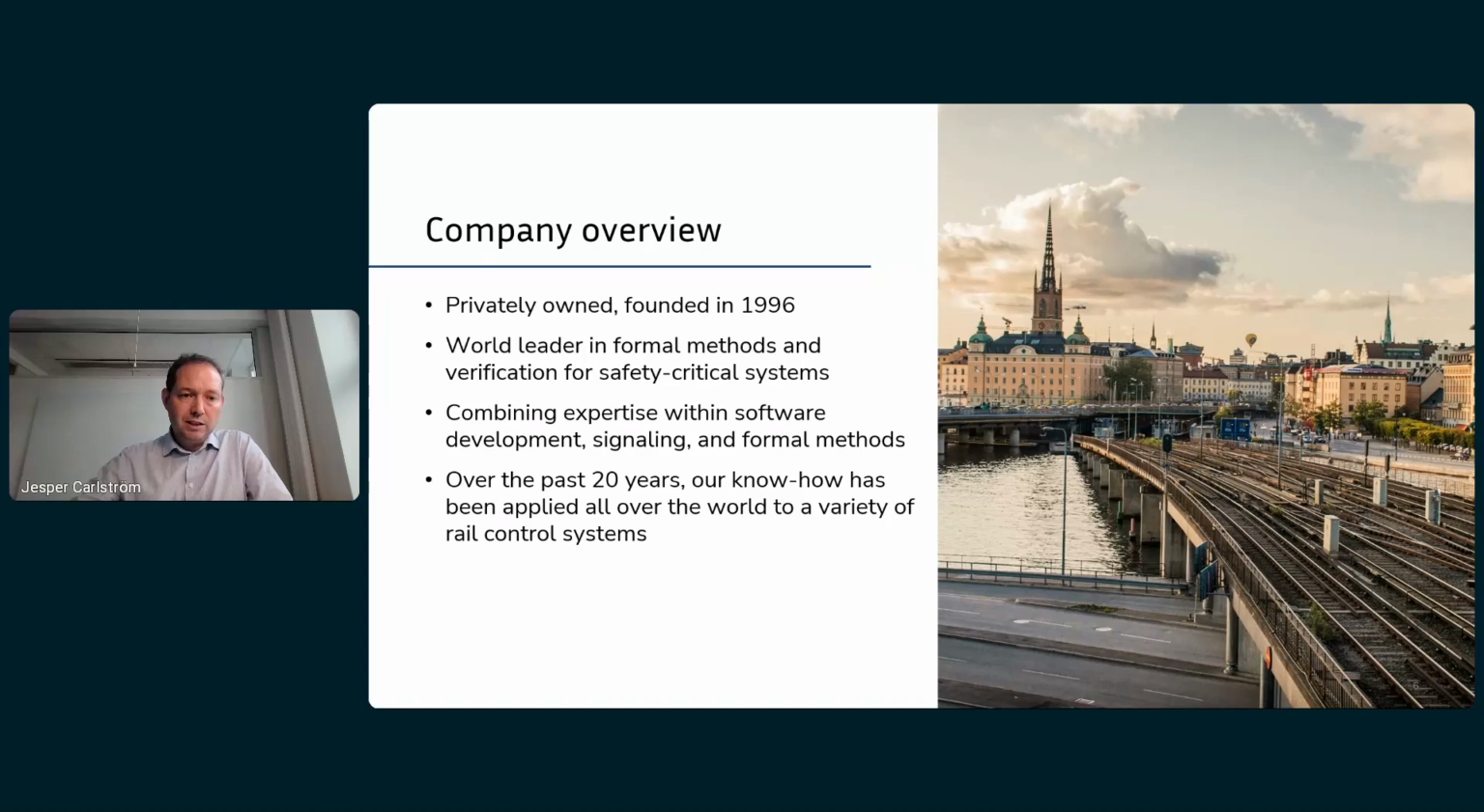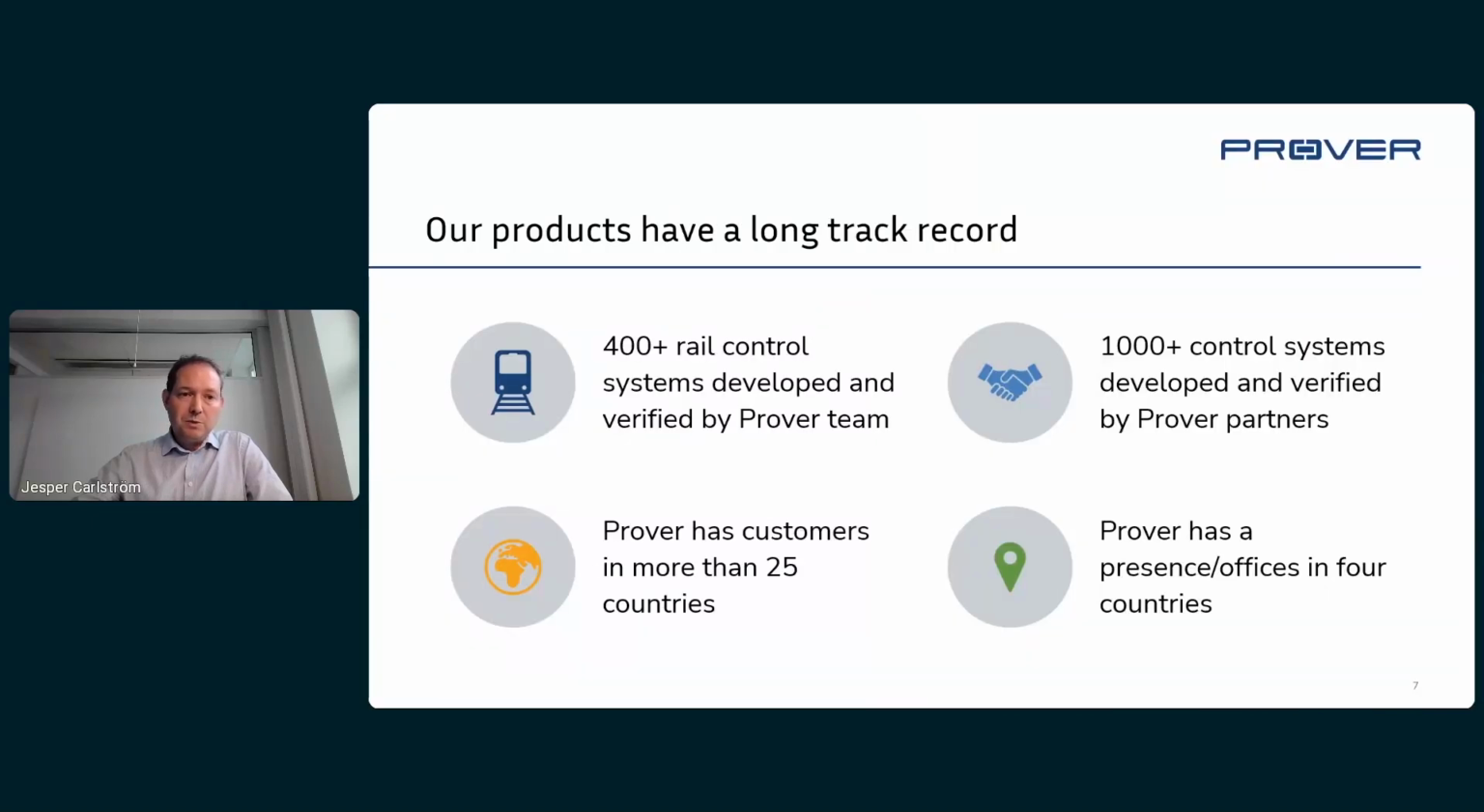So now, over 20 years, we have applied our knowledge and our tools in the whole world, basically. So to summarize, we know of at least over 400 rail control systems that have been developed and verified by the Prover team or Prover tools. And if we also count those that have been developed and verified by our partners, it would be over 1,000. We have customers today in more than 25 countries, and we have presence in 4 countries for the moment. But our headquarters is in Stockholm, Sweden.